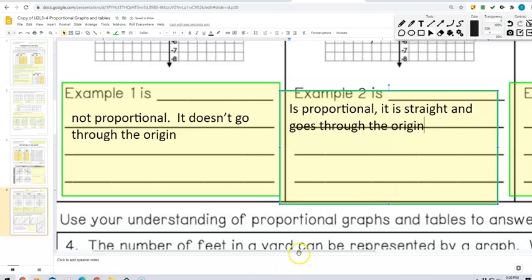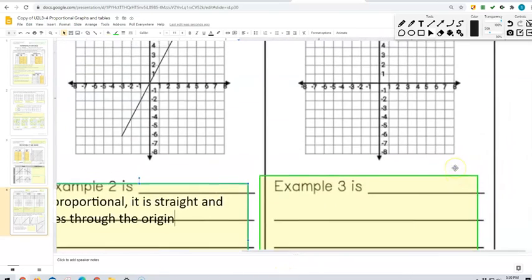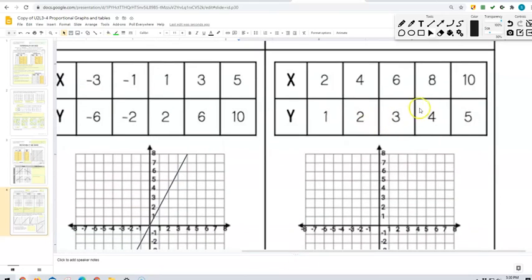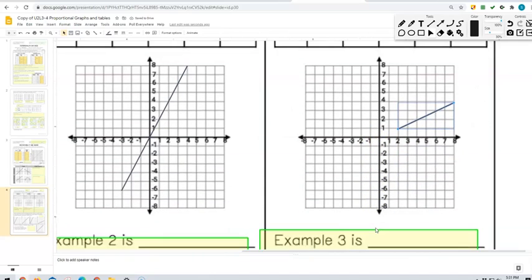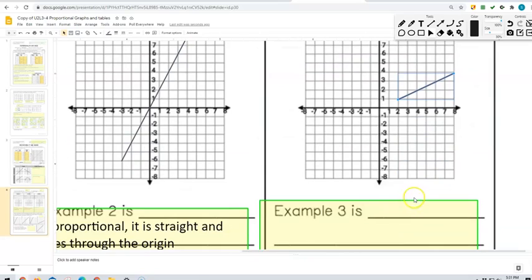Let's look at our third example. Alright. So it looks like the numbers double every time, just like they did here. Actually, no, they're getting cut in half every time. So it's 2, 1. So again, if we draw that graph, 2, 1, we're going to go over 2, up 1, over 2, up 1. And we get something that looks like that. And if we trace it back, it's going to go right back through that origin again. So it's straight and it passes through the origin. So it is proportional.